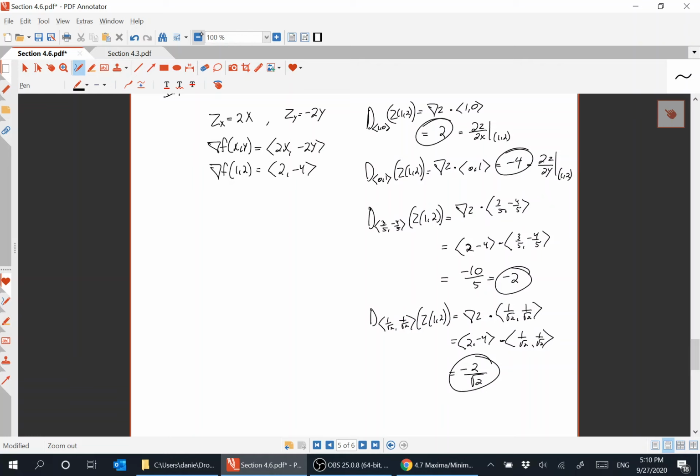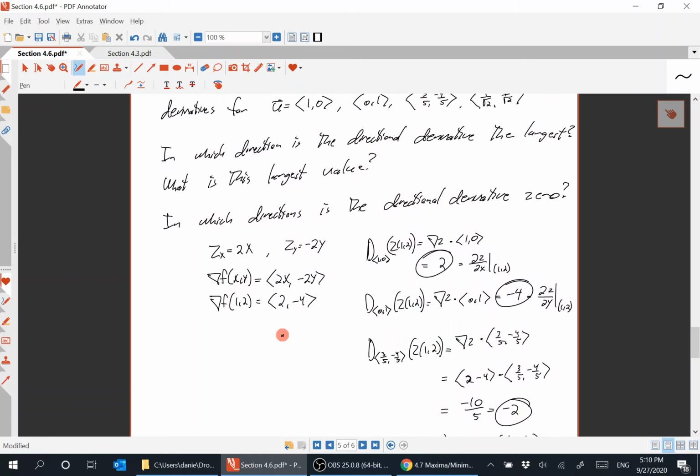So we have several values for the directional derivatives. In the x direction, or the i direction, it is 2. In the j direction it is negative 4. In the direction (3/5, minus 4/5) it is negative 2. And in the direction (1 over root 2, 1 over root 2), it's minus 2 over square root 2. Now the second part of the question: in which direction is the directional derivative the largest? What is this largest value? And in which direction is the directional derivative 0?